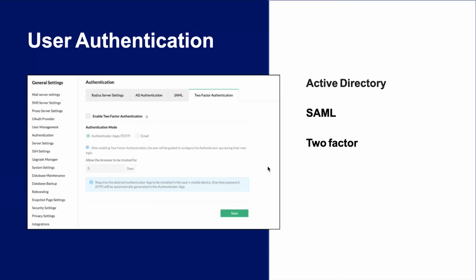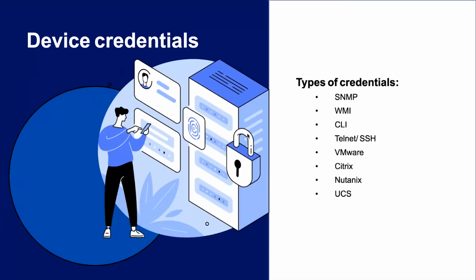And for OpManager Plus to collect device information in agentless means, it needs device credentials. So that's what we're going to talk about next, device credentials. There are different kinds of credentials that OpManager Plus uses to collect information from different kinds of devices. For instance, SNMP credentials are useful for OpManager Plus to collect information from network devices. WMI can be used for Windows devices, CLI can be used for Linux devices, and so on.